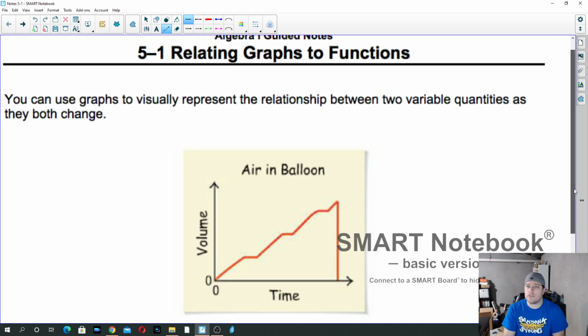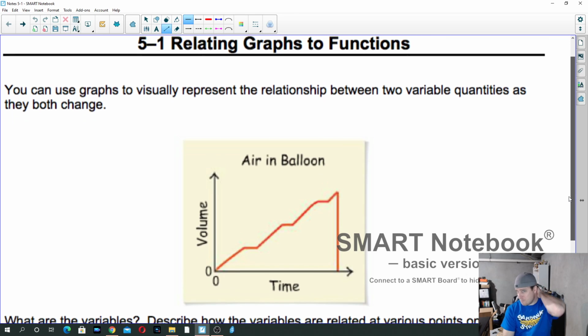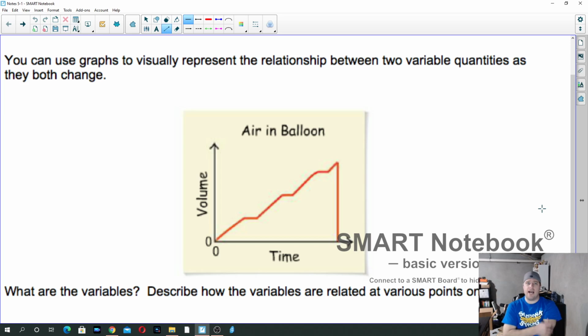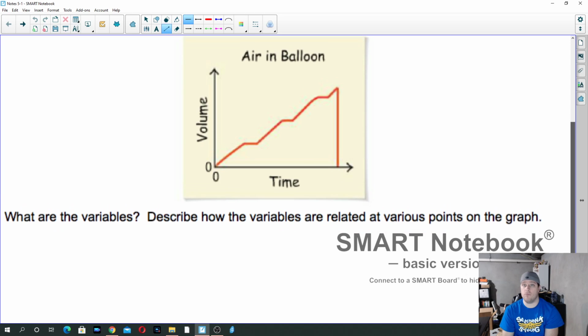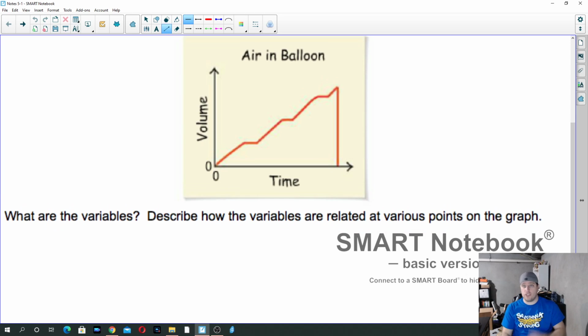So here's what we got. We're going to be talking about graphs and what they mean and how they relate to one another and how they all look. The one cool thing here is that we're going to be talking about variables. There are two variables that we usually look at: the x coordinates and the y coordinates. Between these two things, usually two points of reference. So we have time that goes this way, and volume that goes this way.